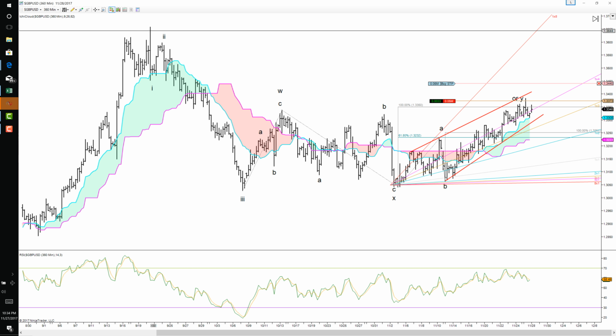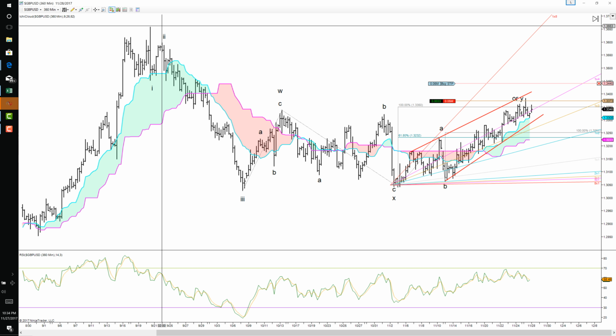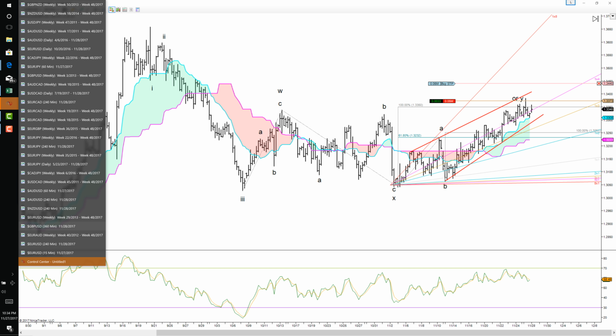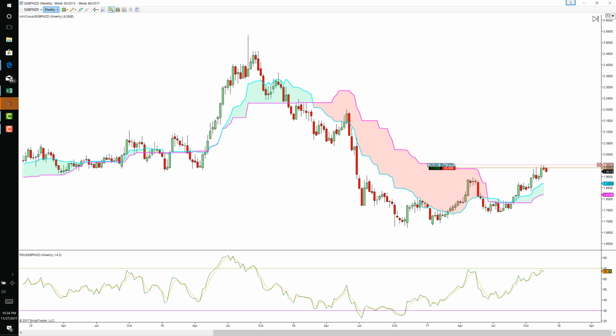If it does, then it's possible that this top we would have to reconsider as being the top of wave 4. So just keep your eye out on that, and I will have to come up with an alternate if that's the case. But if I move along to another pair, the pound New Zealand, I ended up doing pretty good in this one.